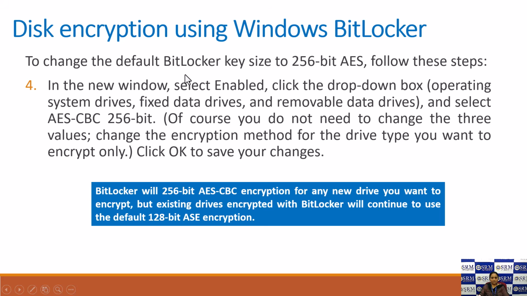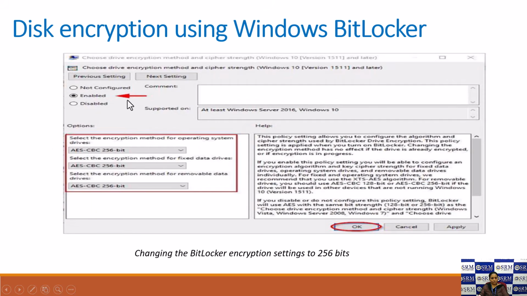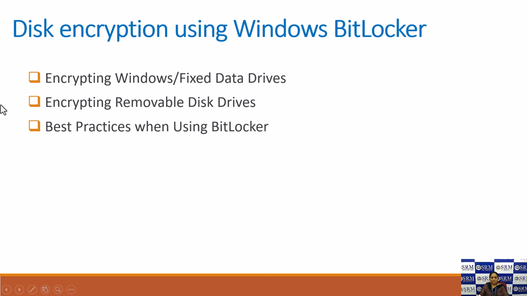To change the default BitLocker key size to 256-bit AES, in the new window select Enabled and click the drop-down box. There it will ask whether it is the system drive, fixed data drive or removable data drive, and you select AES-CBC 256-bit. That's the method. BitLocker will use 256-bit AES-CBC encryption for any new drive you want to encrypt, but existing drives that you encrypted using the older version, that is 128-bit, will stay the same. So select Enabled here, choose AES-CBC 256-bit, and click OK. Now, the disk encryption using Windows BitLocker.